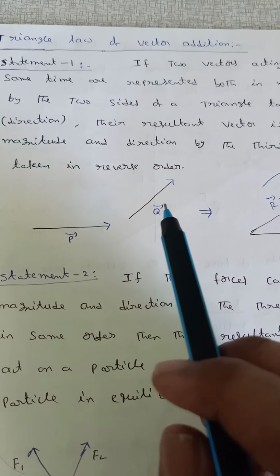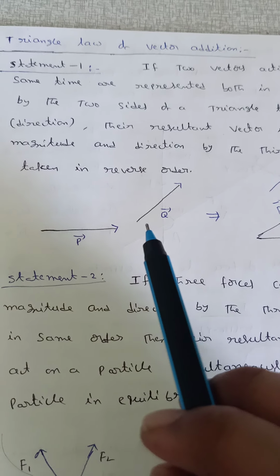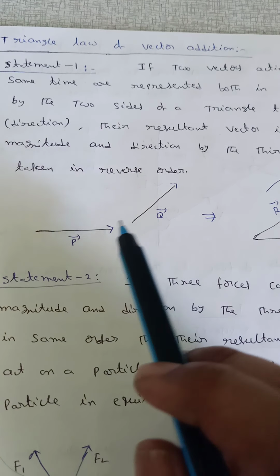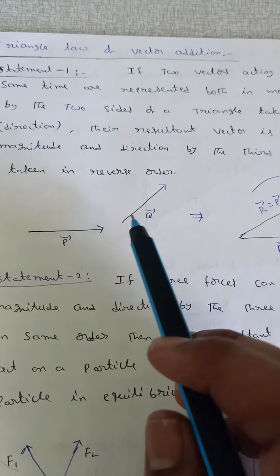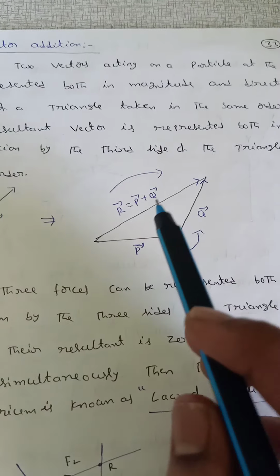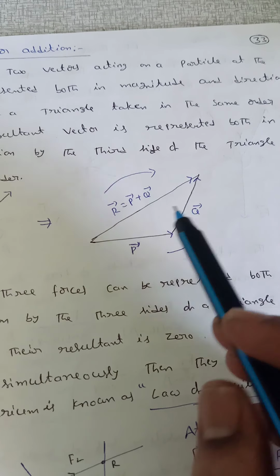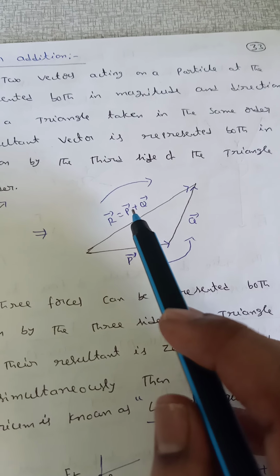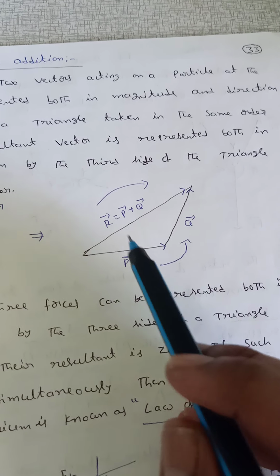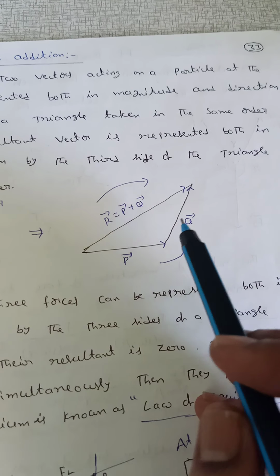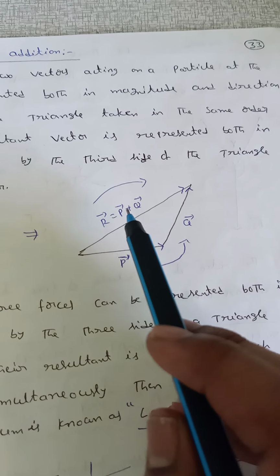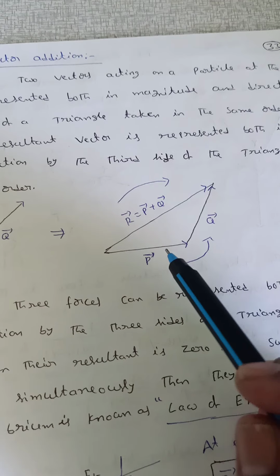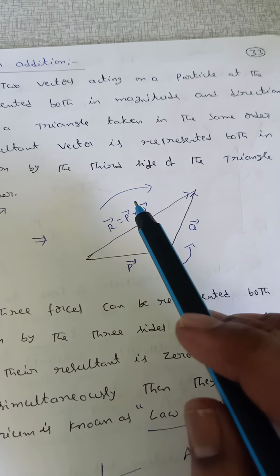For suppose P bar and Q bar are two vectors acting at the same time, simultaneously. Both are represented in magnitude and direction by the two sides of a triangle taken in the same order. Suppose this is the P bar and this is the Q bar, taken in the same order, that means same direction. Then the third side represents the resultant of these two vectors. R bar is the resultant, that means P bar and Q bar give the resultant R bar. This is the third side of the triangle taken in reverse order, while P bar and Q bar are in this order.